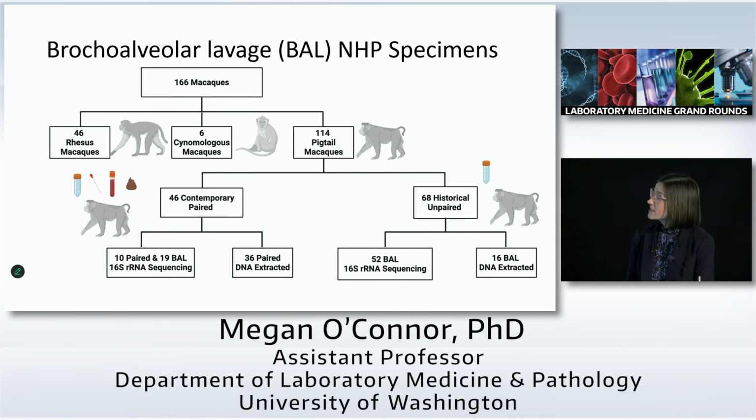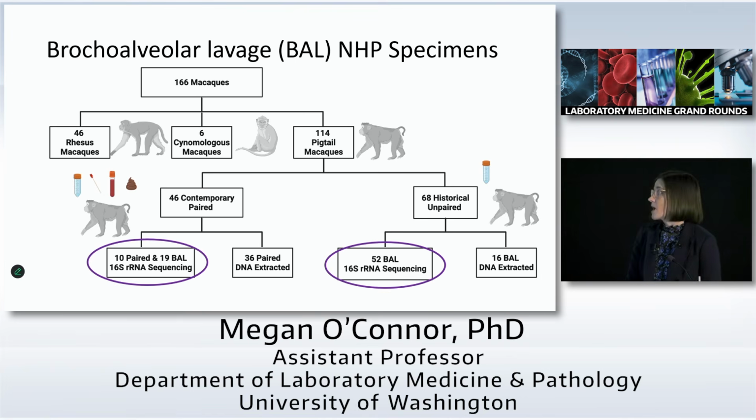So far we've collected bronchial alveolar lavage samples from 166 macaques spanning 3 different species. But what I'm really going to focus on today is the pigtail macaque, although many of the findings we've seen, we've also seen in the other species. Previously we had historically unpaired specimens, so these were just BAL samples, and then more recently we started collecting contemporary paired specimens of the oral swab, the blood, as well as the stool.